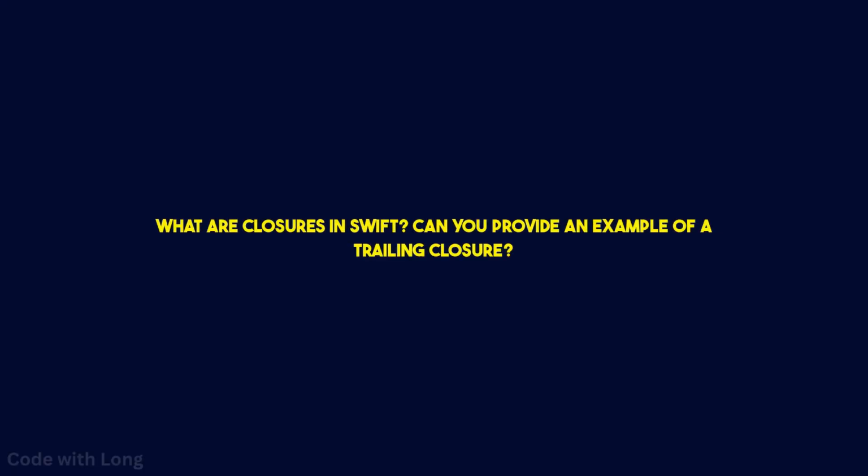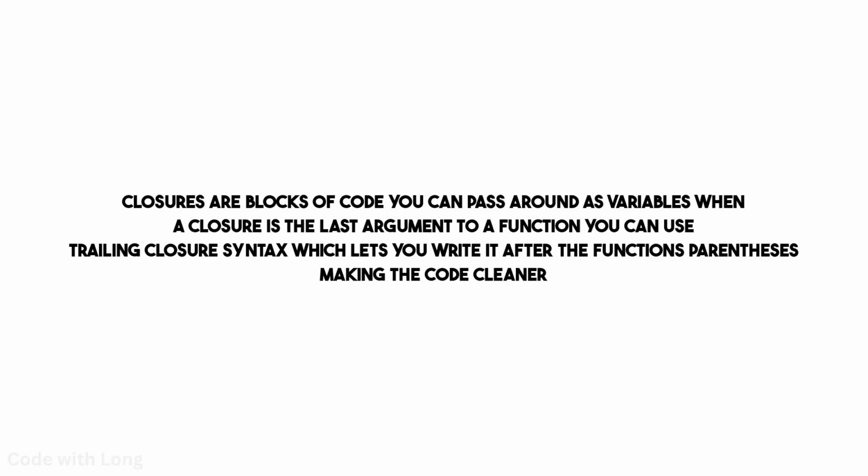What are closures in Swift? Can you provide an example of a trailing closure? Closures are blocks of code you can pass around as variables. When a closure is the last argument to a function, you can use trailing closure syntax, which lets you write it after the function's parentheses, making the code cleaner.